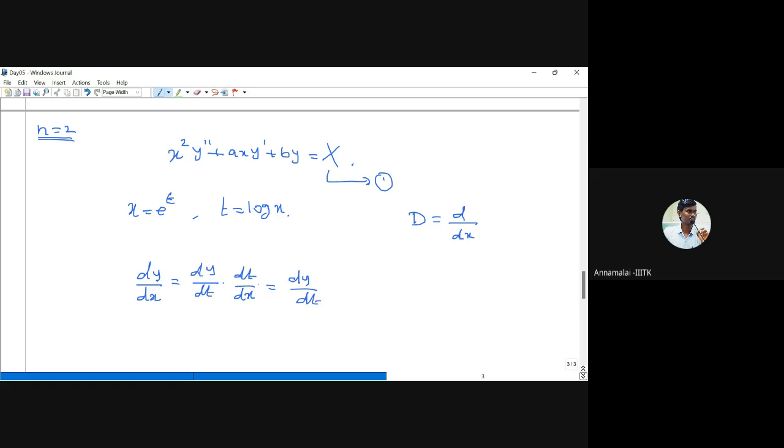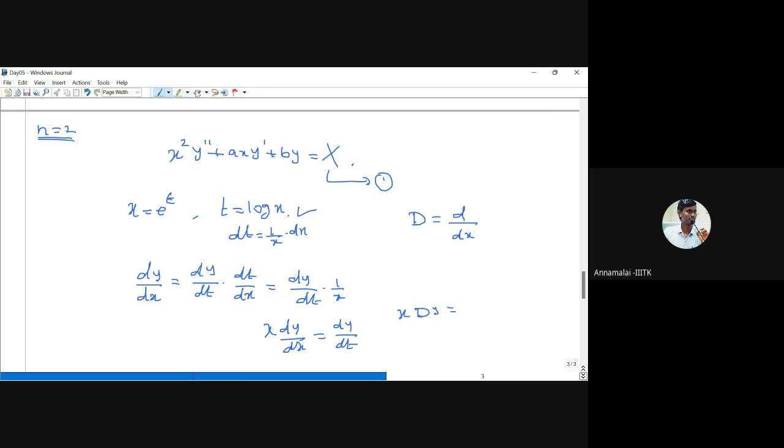What is dt by dx? If we differentiate t equal to log x, we get 1 by x. If we differentiate x, we get dx. So dt by dx is nothing but 1 by x. Therefore, cross multiplying by x, we get x into dy by dx equal to dy by dt. So otherwise, x into capital D of y is nothing but dy by dt.